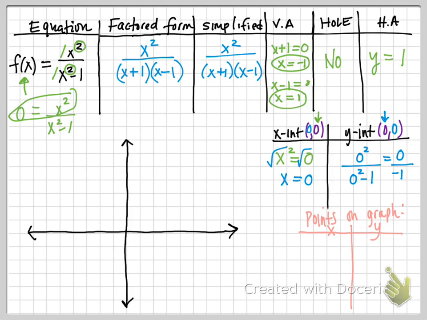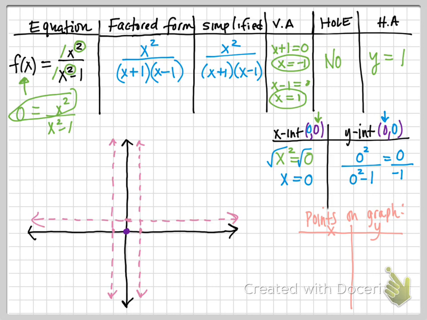We're going to start with our vertical asymptotes at positive 1. So here's positive 1, and here's negative 1. We're going to be drawing a dashed line here. So that's positive 1. Here's negative 1. Now let's check our horizontal asymptote. That's y equals positive 1. So here's positive 1 on the y-axis. So there's our horizontal asymptote. And then from here, we're going to plot our x and y intercept, which happen to be at the exact same spot at 0, 0.